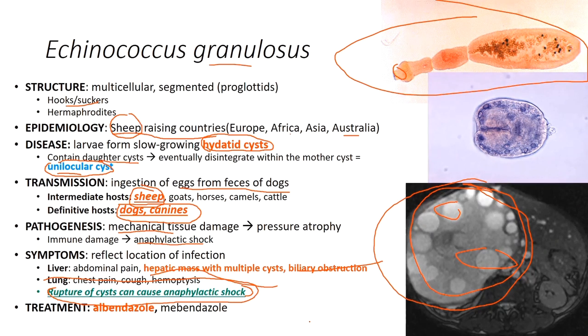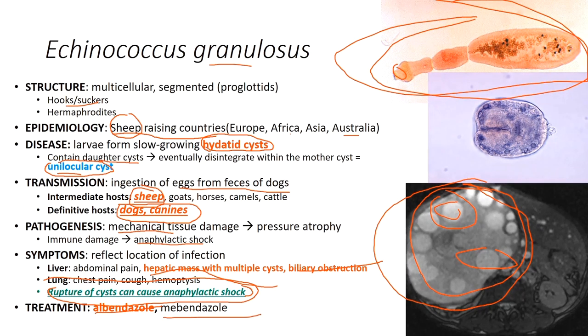So what they actually do is they inject each of these cysts with saline, or some sort of alkylating agent or something that's damaging to these cysts, and they end up dying, and then they can actually remove them easier without anaphylactic shock. So treatment, anything that has cysts in it, think of albendazole, because you bend those little worms, which are these guys up here, in order to break them.